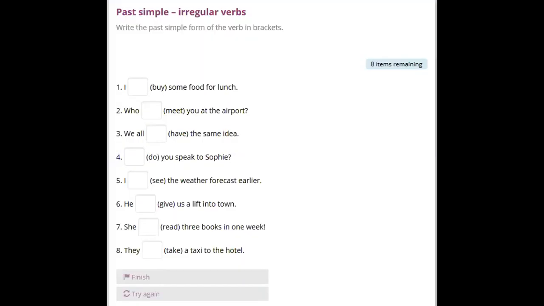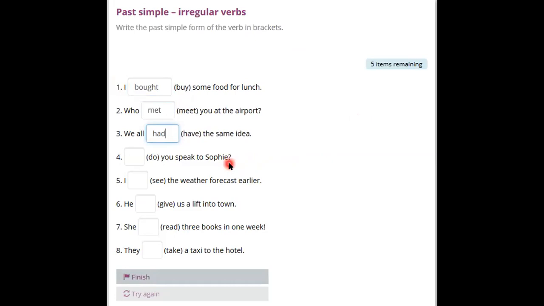All right, welcome back. Okay, this is the exercise. So I want you to write the past simple form of the verbs in brackets. We have buy, meet, have, do, see, give, read, take. Let's start. So I buy, so it is bought. I bought some food for lunch. Who met you at the airport? We all had the same idea.